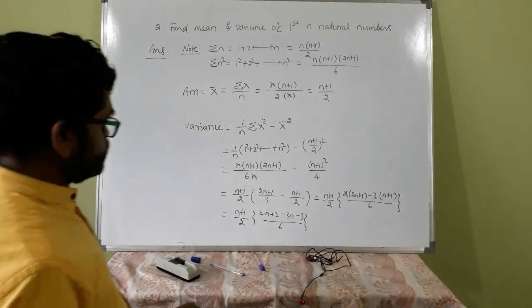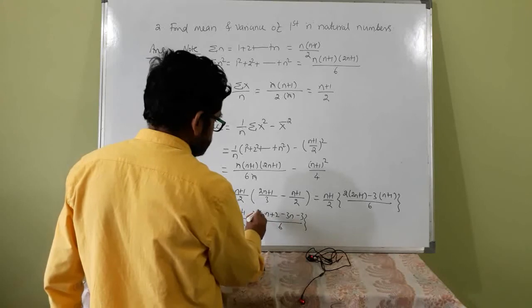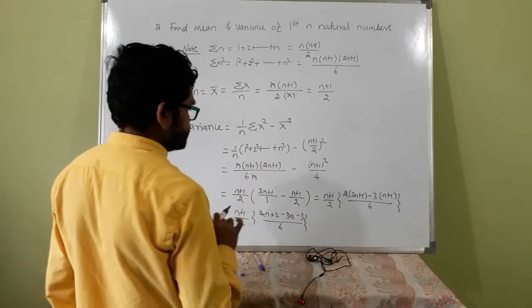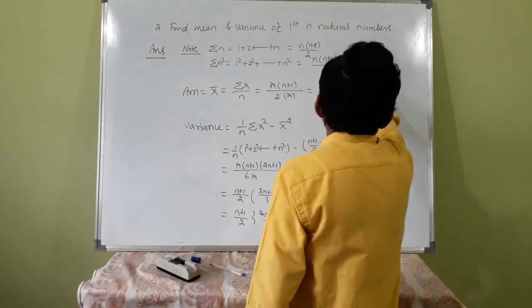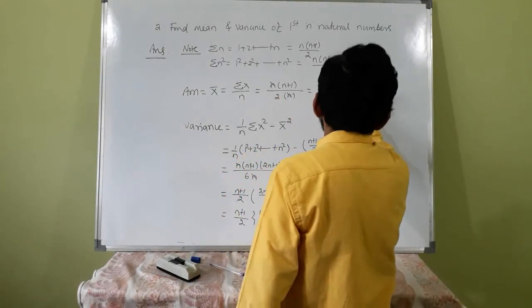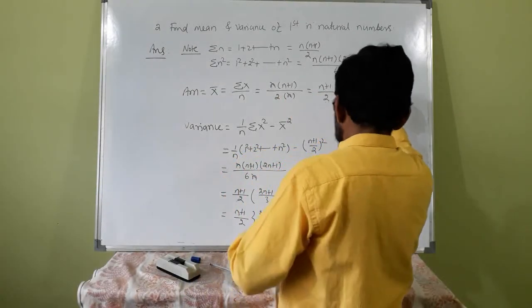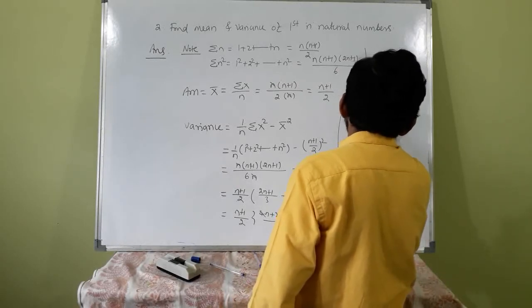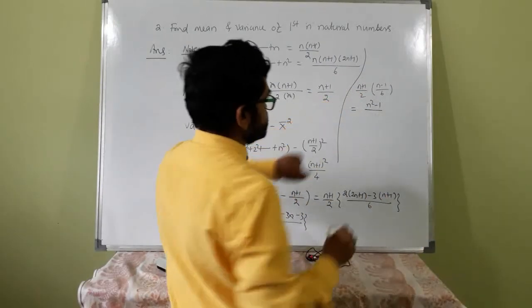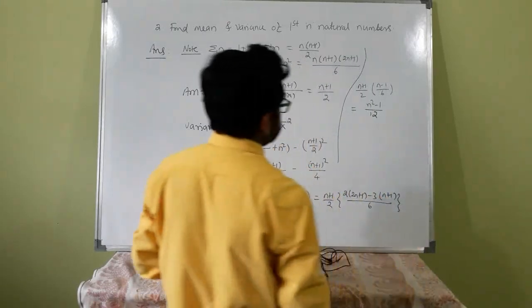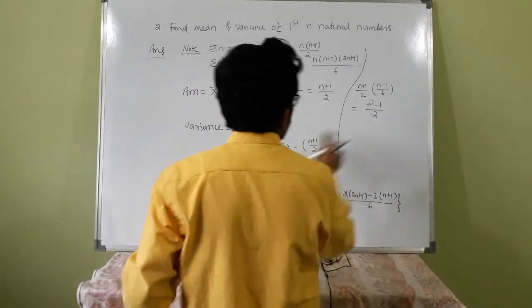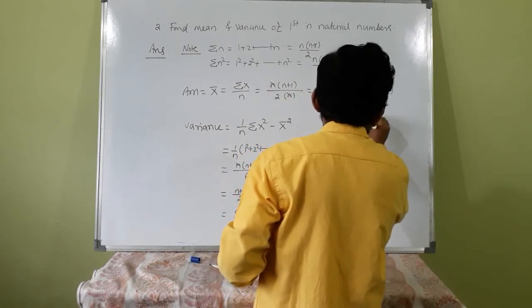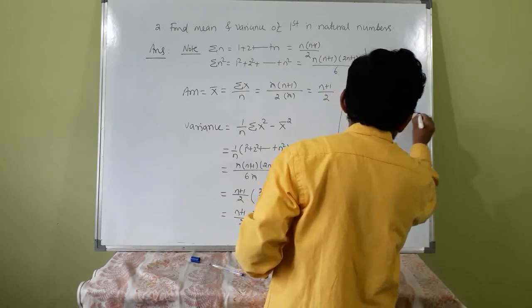That means 3n gets cancelled, 1n remains, 2 gets cancelled, minus 1 will remain. So that means I will write here n plus 1 by 2 into n minus 1 by 6, that is equal to n square minus 1, a plus b into a minus b, divided by 12. So this is variance. Therefore variance is equal to n square minus 1 by 12.